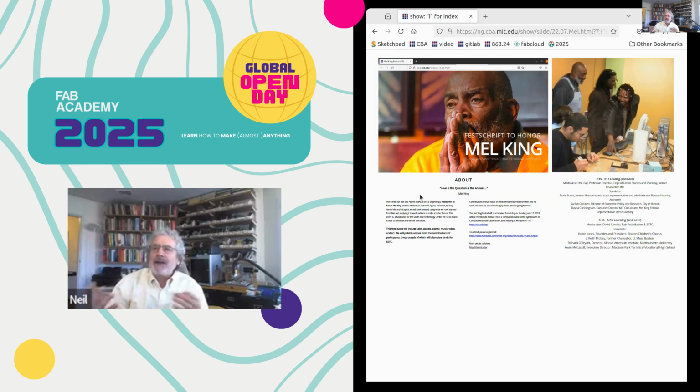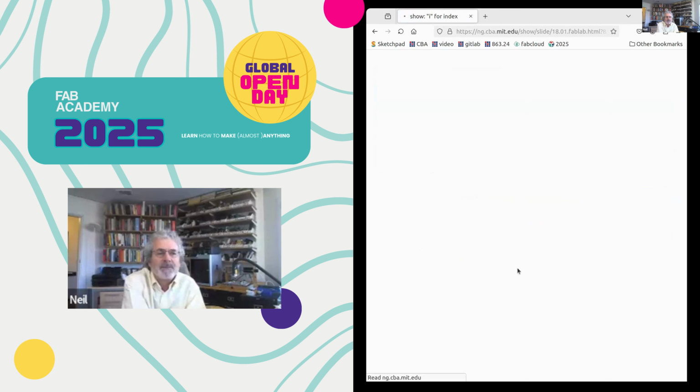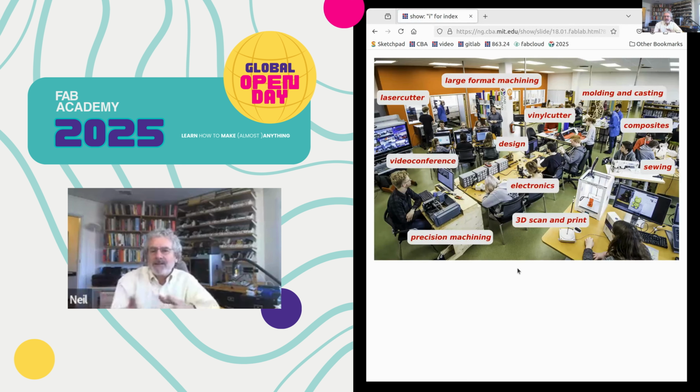So then, rather than tell people about what we're doing, we thought it'd be more interesting to give them the tools. So Mel King was a grand old man of community activism in Boston. And with him, we developed Fab Labs. And so the research in the lab is leading over many years up to Star Trek replicators. In the lab is millions of dollars of tools.